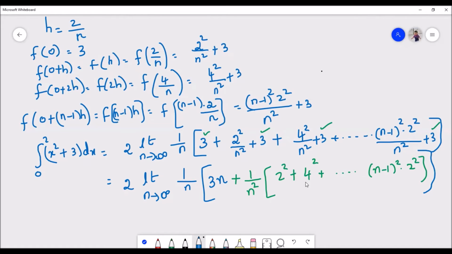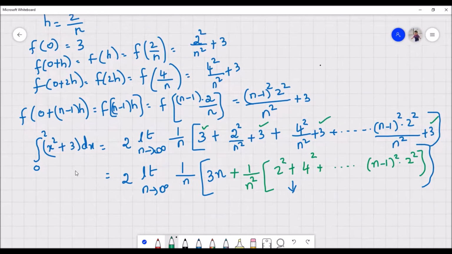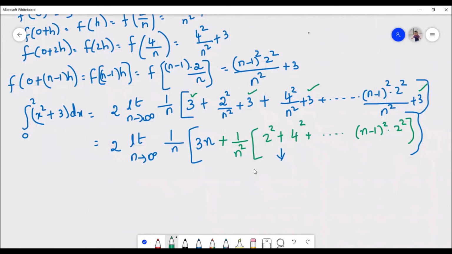From these terms, I'm doing only this green color part first. Afterwards we can use this result here. Only this part's simplification is nothing but 1 divided by n square of, if I take 2 square common outside, it becomes 1 square plus 2 square plus 3 square plus 4 square plus etc. up to n minus 1 whole square.